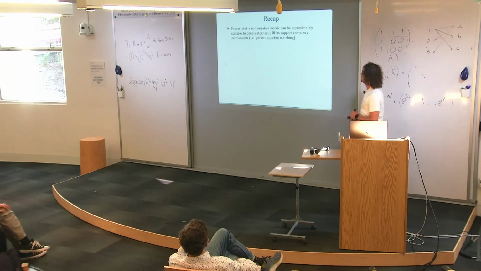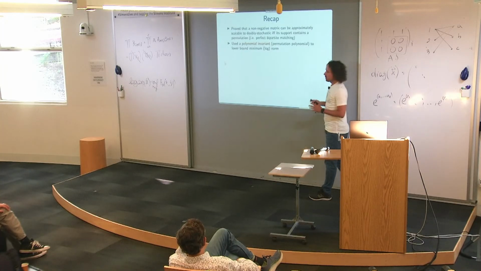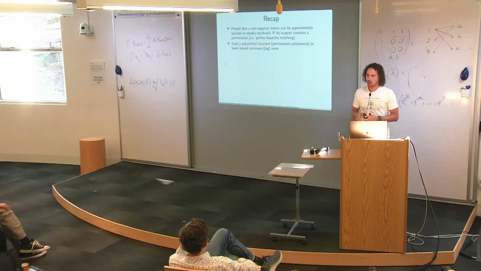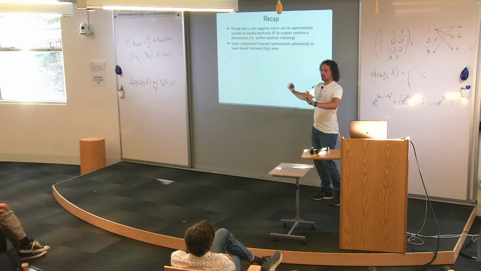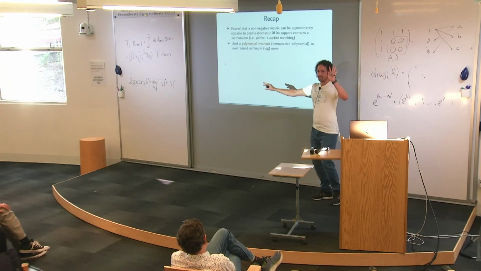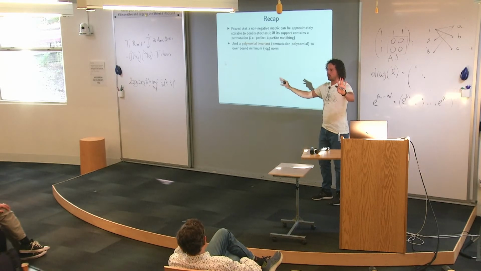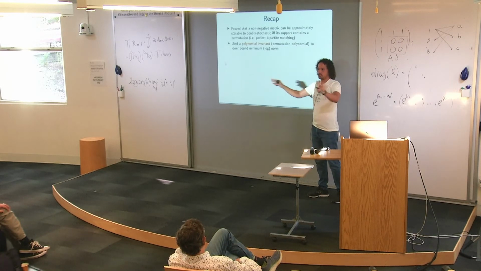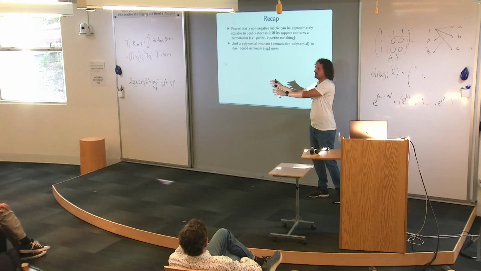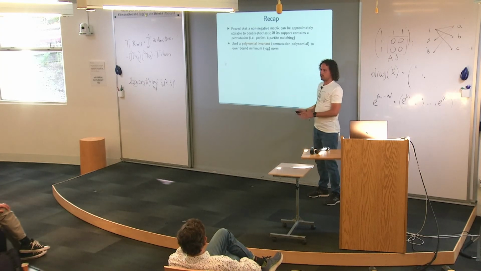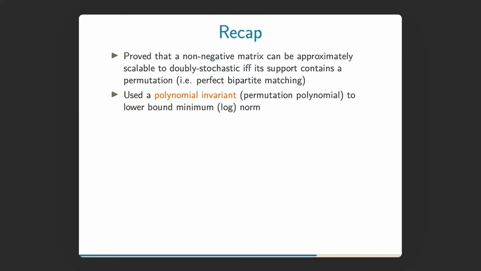And what did we do for the analysis here? We used these two different formulations: there's a norm minimization formulation, and there's the scaling formulation. We proved that, because of convex duality, these two forms are equivalent. And then we analyzed this norm minimization problem by using the polynomial invariant, this permutation polynomial, which was an invariant, to give a lower bound on the minimum of this log norm.